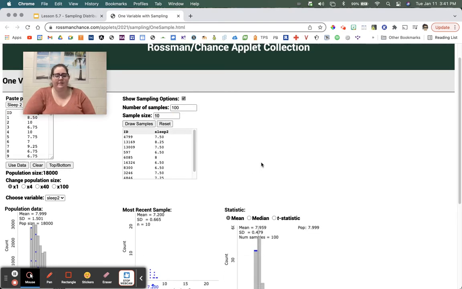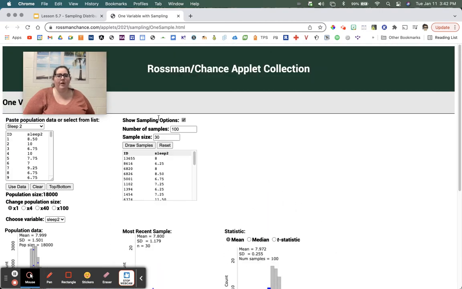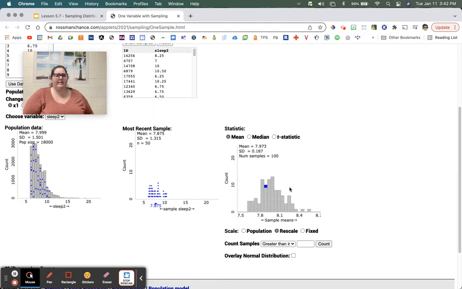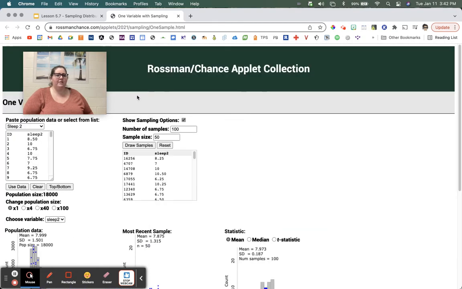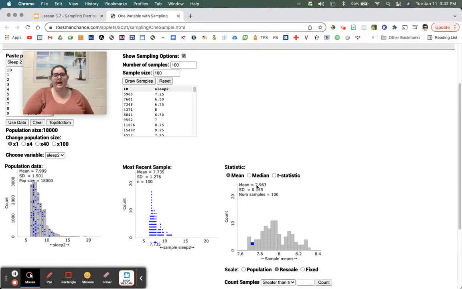But if I take samples of size, let's say 30, my distribution still looks a little skewed to the right. If I rescale it, I can see that it's much closer to what we would call normal. If I take samples of size 50, I can see it's even a little bit more normal, though it still looks a little bit skewed to the right. But the bigger my sample size, the more normal that sampling distribution is going to look. And of course, the same thing happened that we talked about before: the mean stays about the same as it was for the population, and my standard deviation gets smaller as sample size gets bigger.